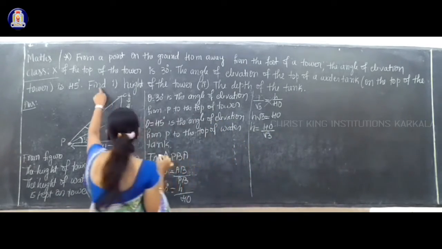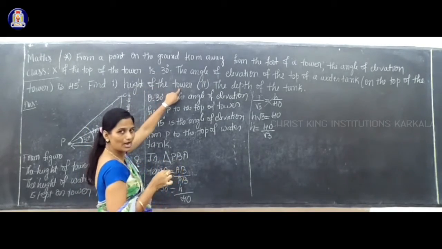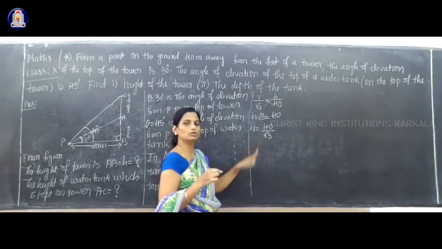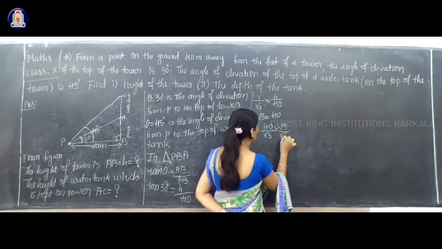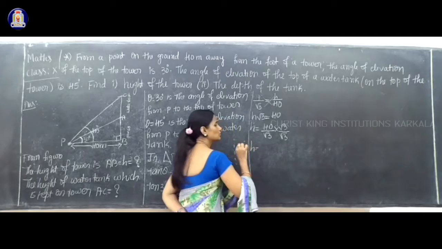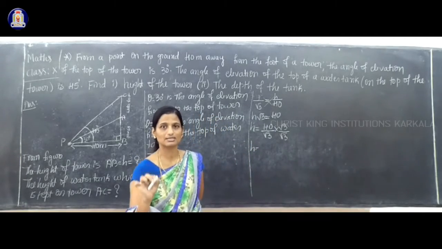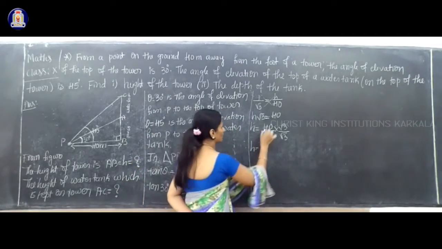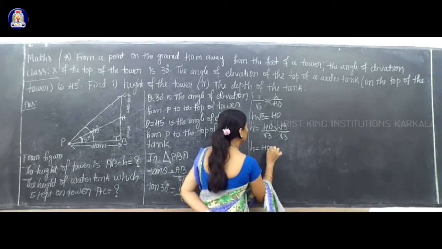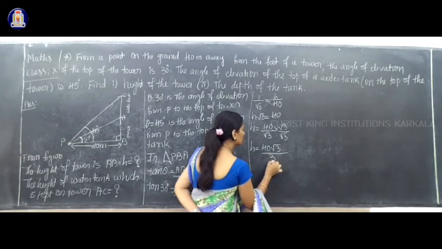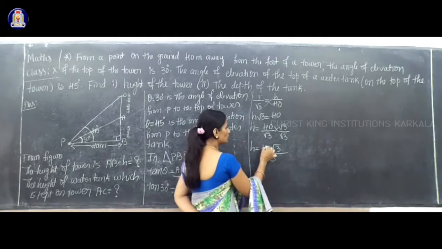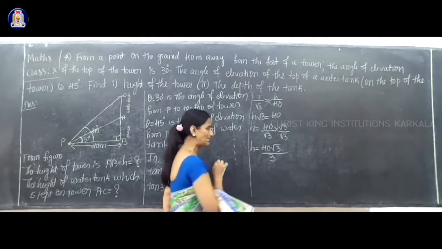Rationalize, because we need to find the height of the tower. The denominator is root 3, so multiply and divide by root 3. In this application of trigonometry, the rationalization part is very important. So 40 into root 3 is 40 root 3, and root 3 into root 3 is 3. Correct now? So 40 root 3 divided by 3.